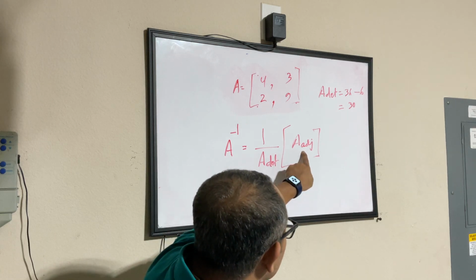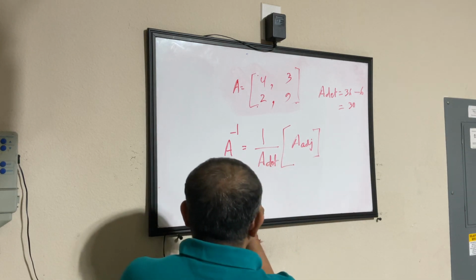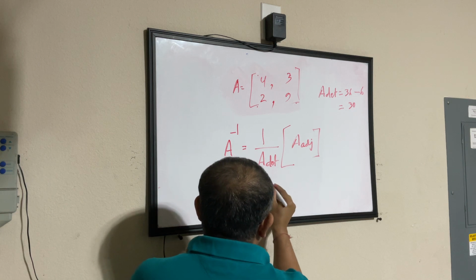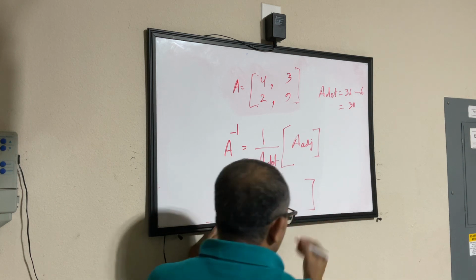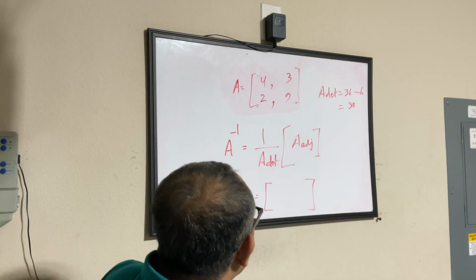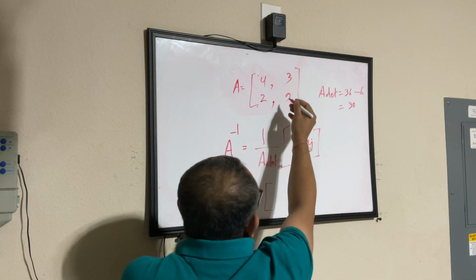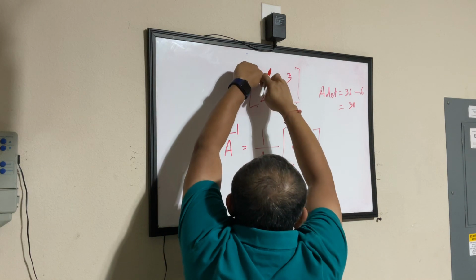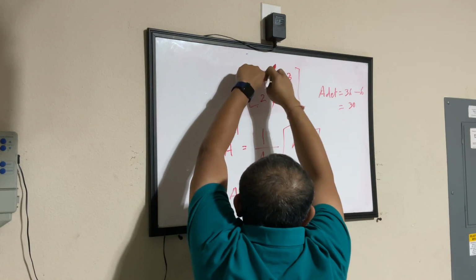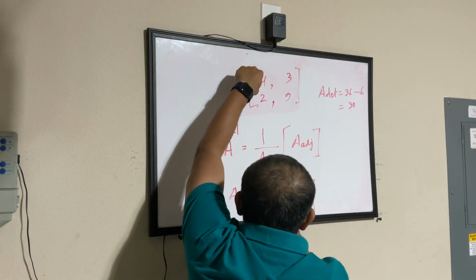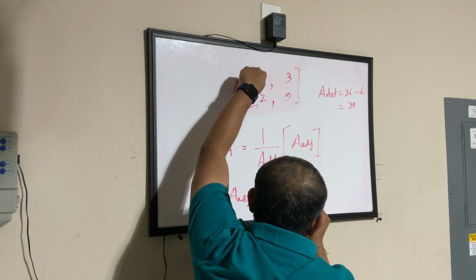Now, what is the adjoint? We know that the adjoint of any matrix is a matrix of the same dimension, but we swap these two positions. You always start from here, the way we read, right? This one and this one get swapped. So 9 comes in place of 4, and 4 goes to the place of 9.